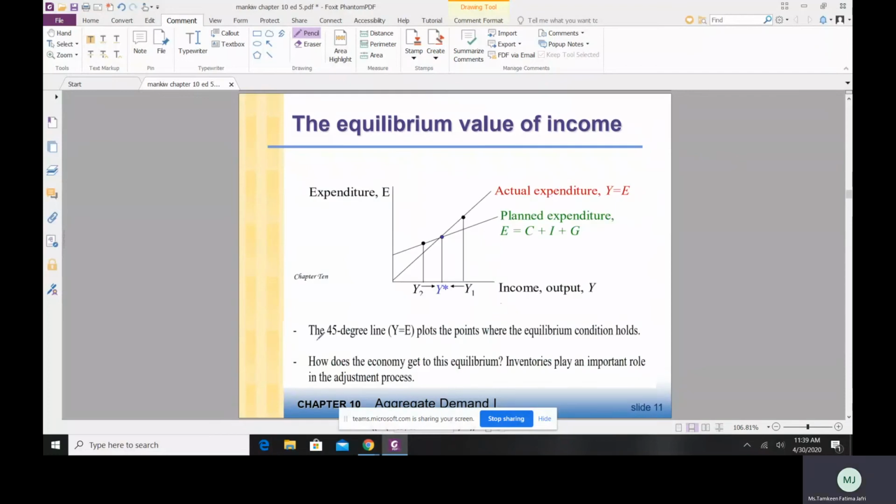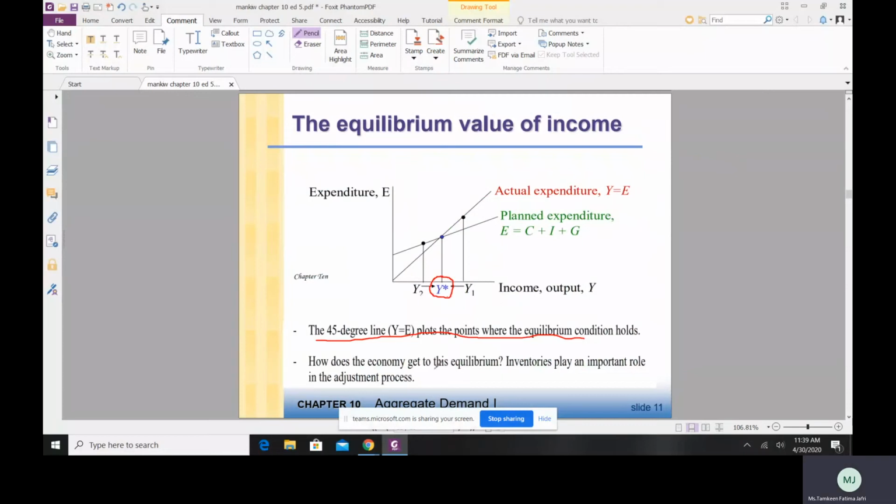So I've stated this point over here as well. The 45-degree line, Y is equal to E. It plots the points where the equilibrium condition holds. यानी देखो इस लाइन के ऊपर ही कहीं equilibrium hold करेगा. कहाँ exactly hold करेगा? Where this E cuts this 45-degree line. तो इसको मैं Y star को equilibrium कह रही हूँ. ठीक है, Y1 को मैं equilibrium नहीं कह सकती, Y2 को भी मैं equilibrium नहीं कह सकती. The reason is as follows.